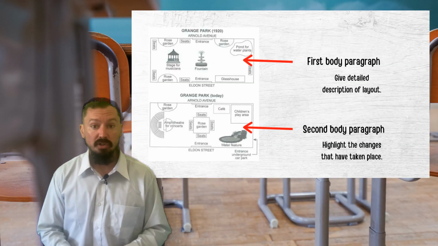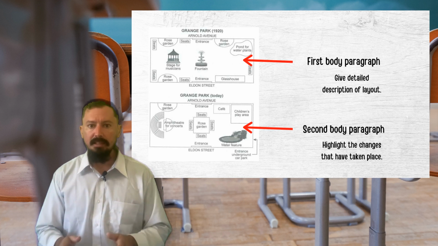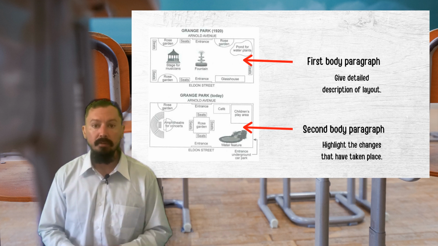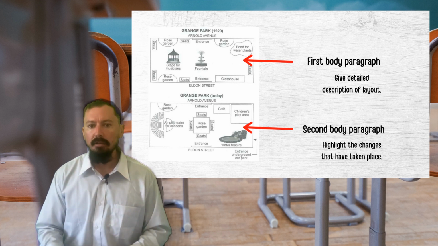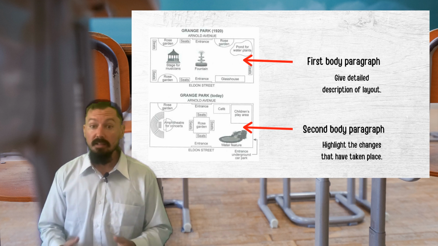Previously, I mentioned a structure for describing maps. I said that you should use one paragraph for giving a description of the physical layout of a place, and then another that shows how it changed. This is because maps usually show the same location but at different times. It could be one in the past and one in the present, or one in the present and one in the future. In any case, it is very important to use your verb tenses to adequately reflect this.